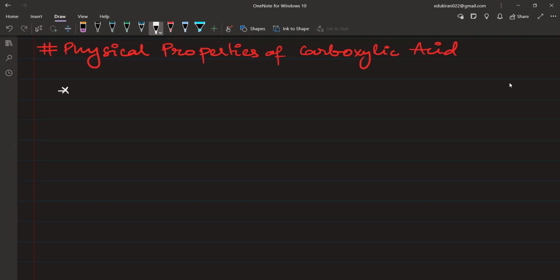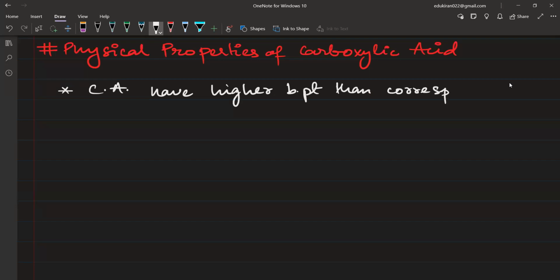Please write. Carboxylic acid have higher boiling point. Can anyone tell me the meaning of corresponding? What is the meaning of corresponding?